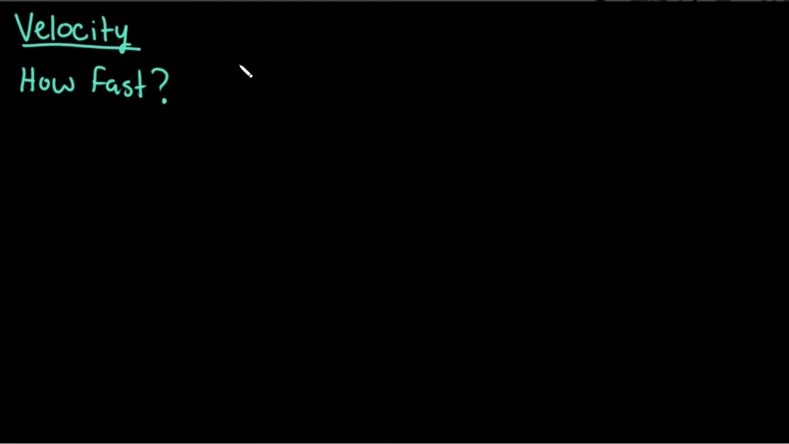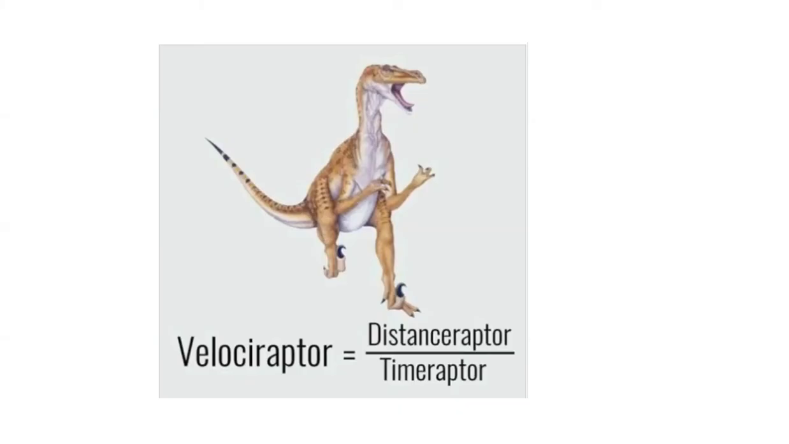So, because velocity has displacement in the definition, and we know that displacement is a vector, that means that velocity is also a vector quantity. Because velocity is a vector quantity, that means that there is a direction associated with velocity. This means that you can have a negative velocity. Consider this formula here.